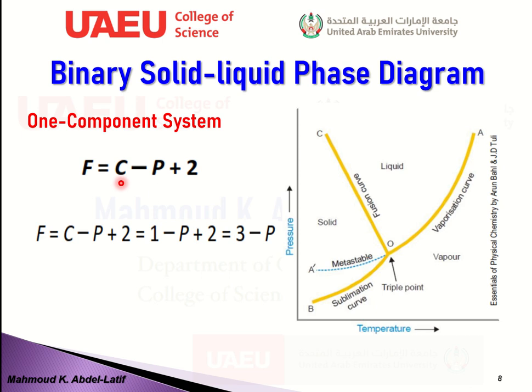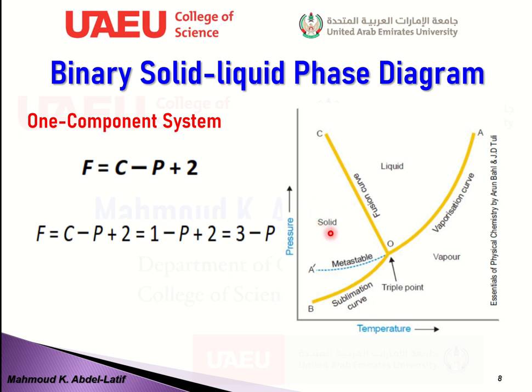So in F equals C minus P plus 2, C is 1, and P depends on the area under consideration. If you substitute C by 1, you end up with F equals 3 minus P. And in that case, P is the number of phases. Now we are going to talk about different areas.